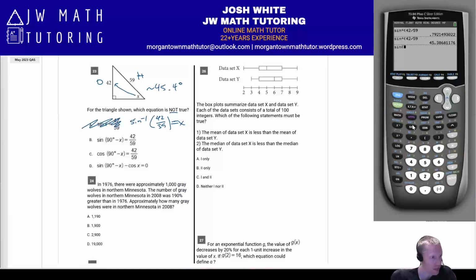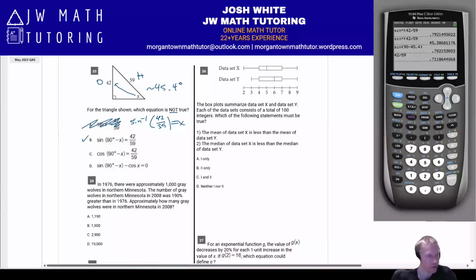So I'm going to do the sine of 90 minus the 45.4. Okay, is that equal to 42 over 59? So I'll just divide here, 42 over 59. All right, now it's pretty close, but notice it's not quite the same, meaning the equation is not true. So this could be our answer.